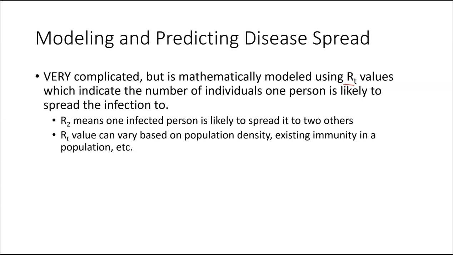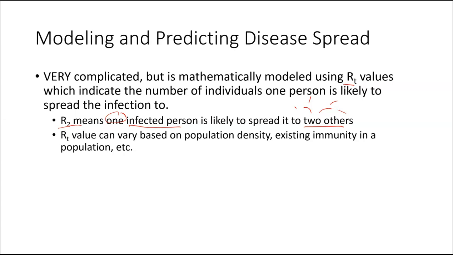Okay, so if we had an R2 value, for example, that just means that one infected person is likely to spread it to two others, and then each of those would spread it to two others, and so on, right? So the R value indicates an exponential growth in the spread of a pathogen. And the larger that R value, the steeper that curve will be earlier on.